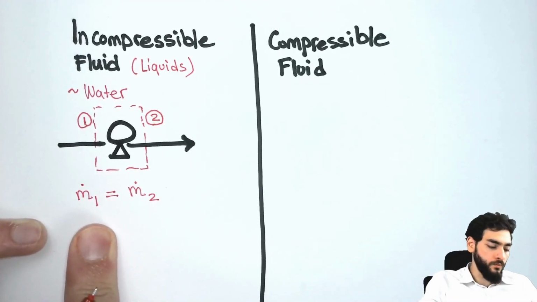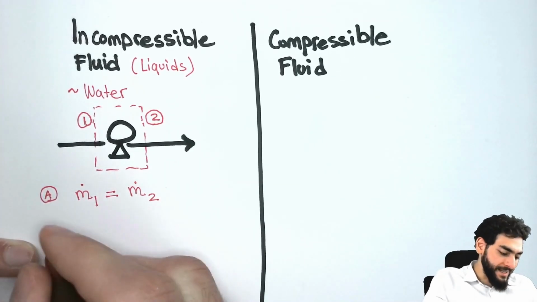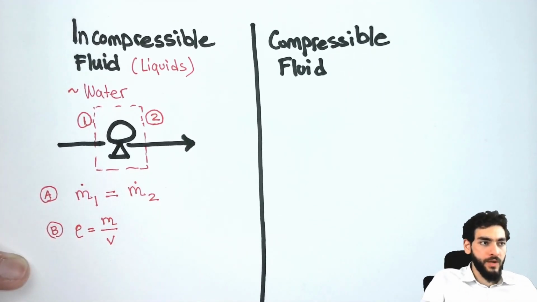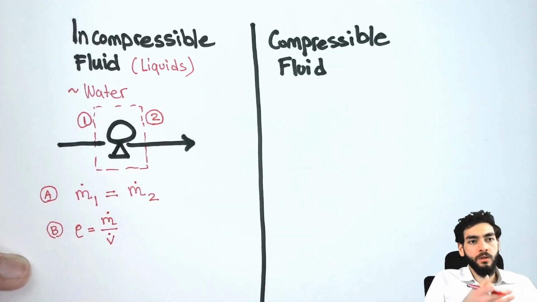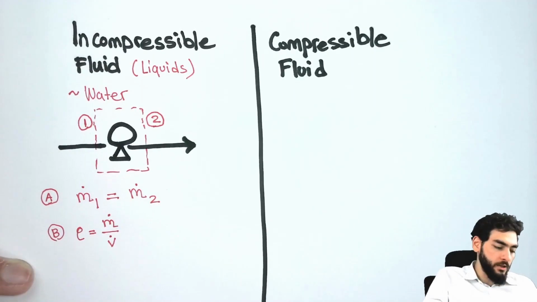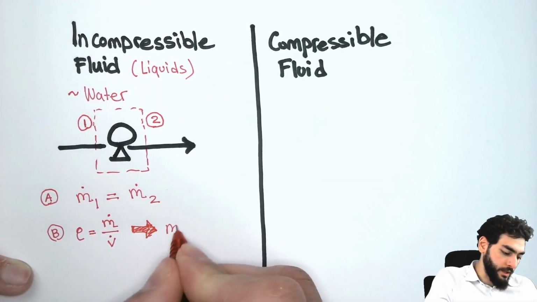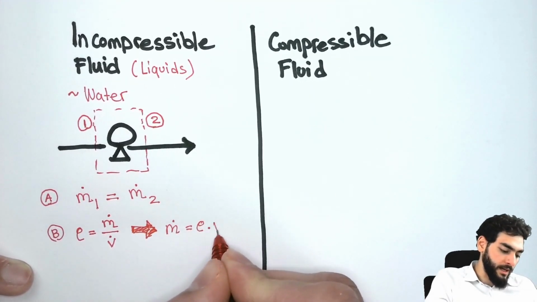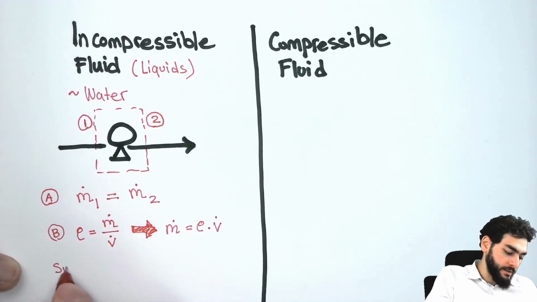I'll call this equation A. We also know that density is mass over volume. And since we're talking about rates, I'll just say it's the mass flow rate of the liquid over the liquid's volumetric flow rate. So if I rearrange this equation, I will know that the mass flow rate is equal to the density of the fluid multiplied by its volumetric flow rate. So I can sub B into A to expand it.